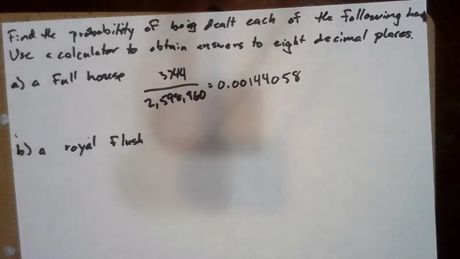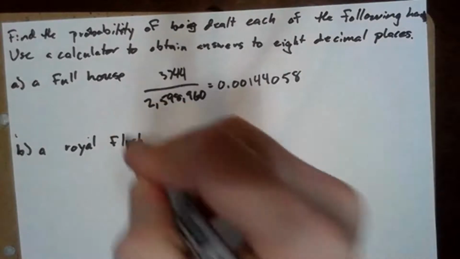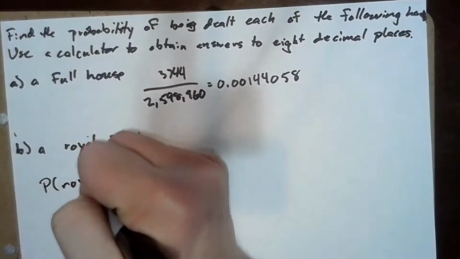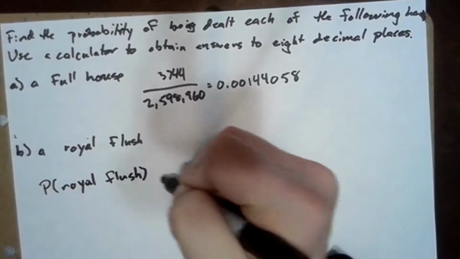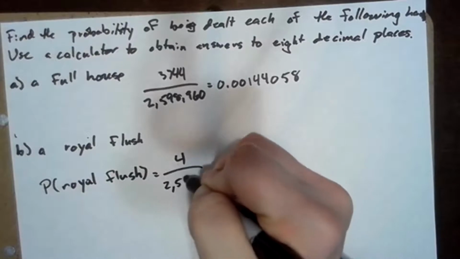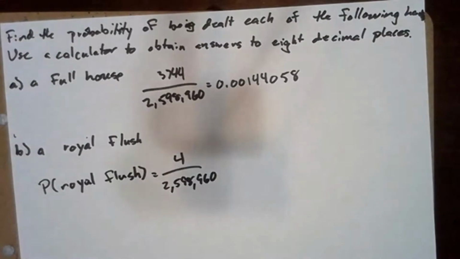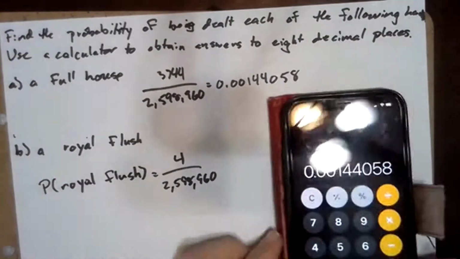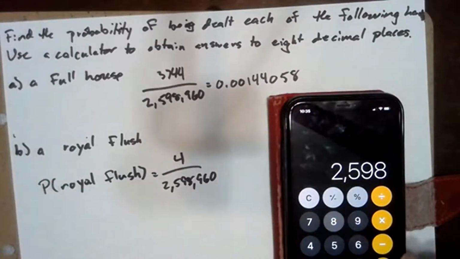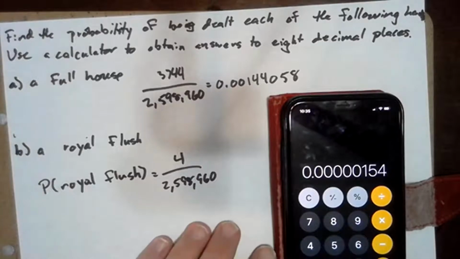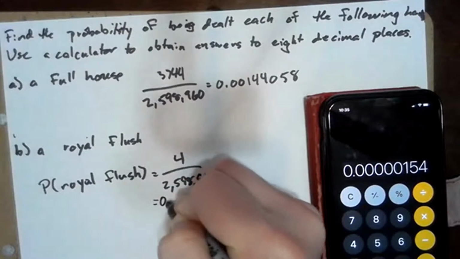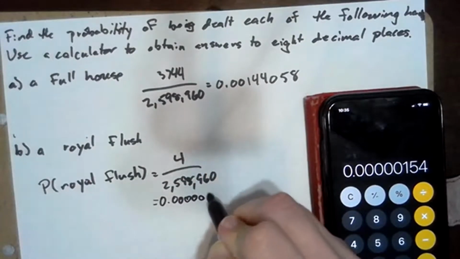For a royal flush, there are only 4 ways to get a royal flush. So the probability here is 4 over 2,598,960, which gives us a probability to 8 decimal places of 0.0000015.